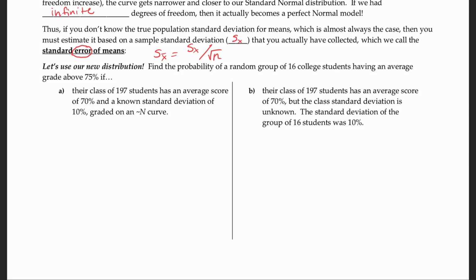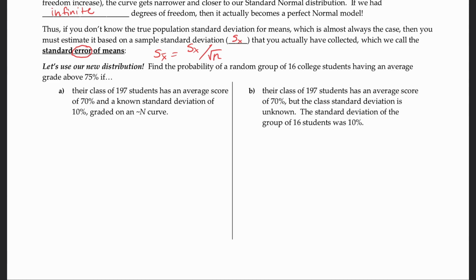All right, so let's use our new knowledge to help us side-by-side compare the calculations that go into it, depending upon whether we know the population standard deviation or we don't. For this one, we're going to find the probability of a random group of 16 college students having an average grade above a 75% if, part A, their class of 197 students, that's the whole population, has an average score of 70% and a known standard deviation of 10%, and graded on a basic normal curve here.